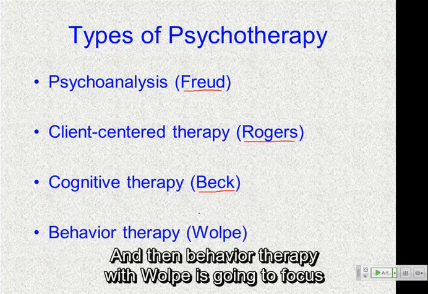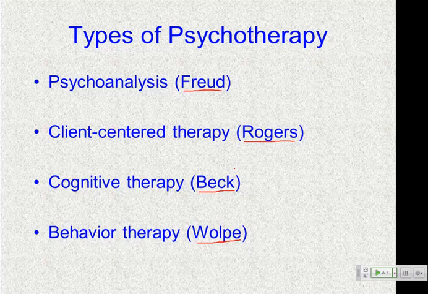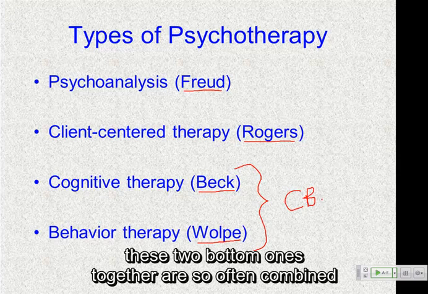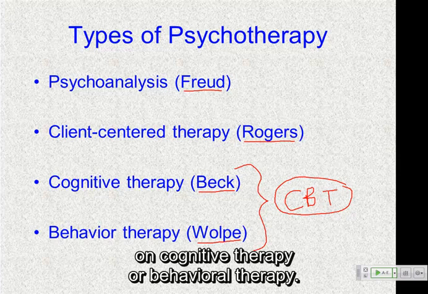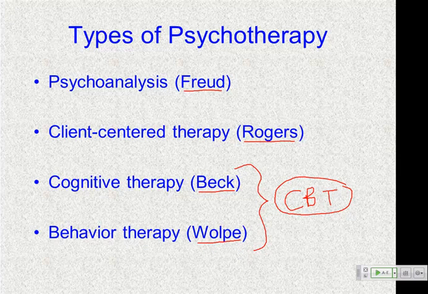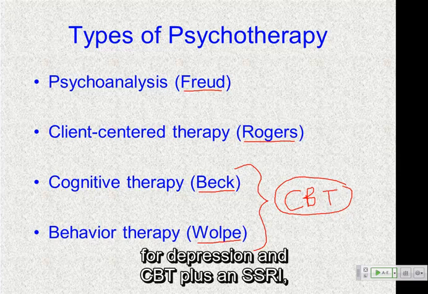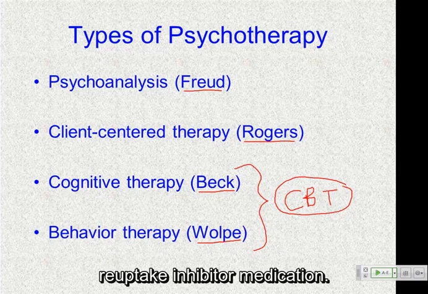And then behavior therapy with Wolpe is going to focus on changing specific behaviors. In fact, I should mention here, I know I've got it on a later slide, these 2 bottom ones together are so often combined that you're seeing less of an emphasis now on cognitive therapy or behavioral therapy. It's the blending called cognitive behavioral therapy, or CBT. So if you see something about, the treatment of choice for depression is CBT plus an SSRI, now you know what that means, right? Cognitive behavioral treatment plus a selective serotonin reuptake inhibitor medication.